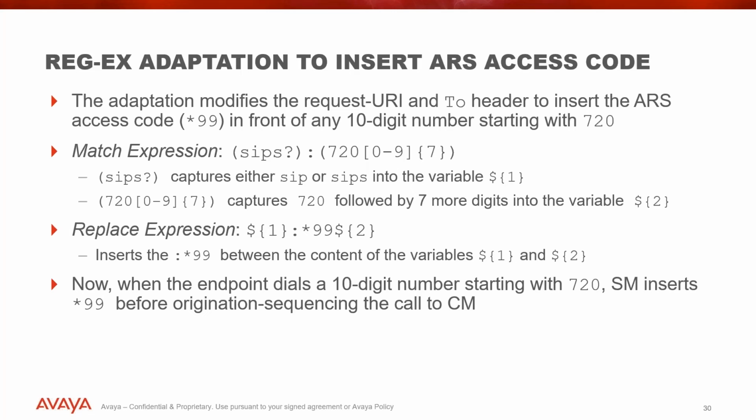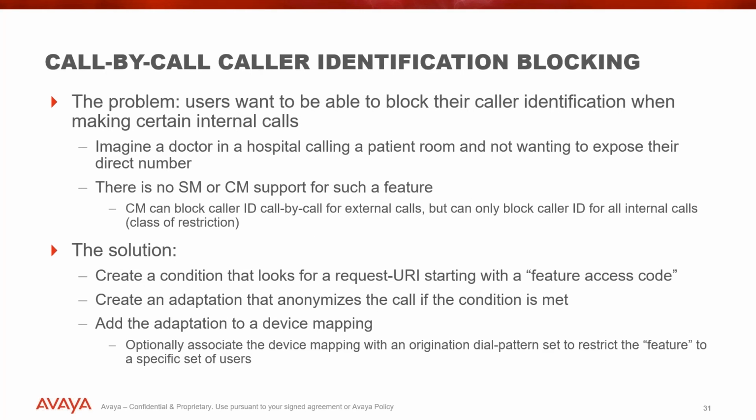The replace expression is $1 colon *99 $2. In my example here, *99 is the ARS access code. So we're just going to slip that *99 between the contents of variable 1 and variable 2. So now when your endpoint dials a 10-digit number starting with 720, SM is going to insert the *99 before sending the call to CM. And then CM will see the ARS access code and route appropriately. Let's see, so that's the end of that example.